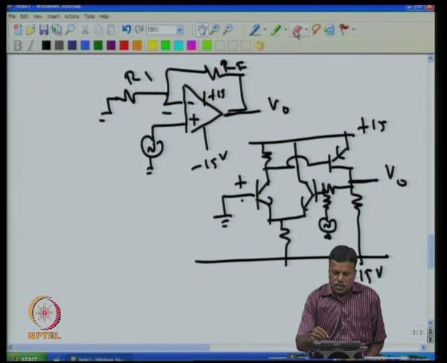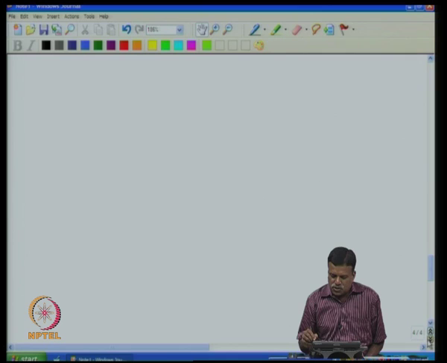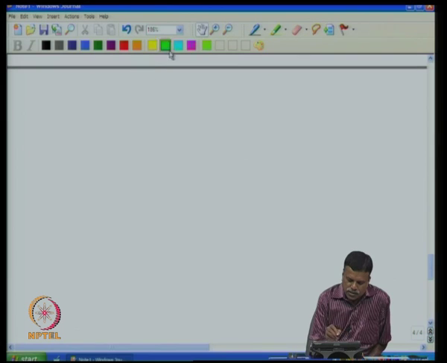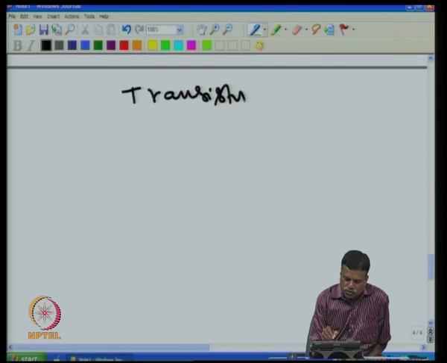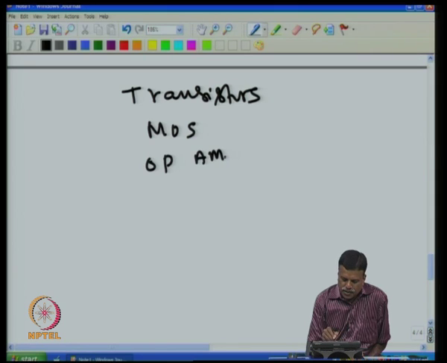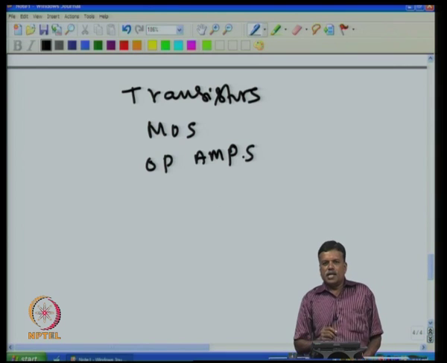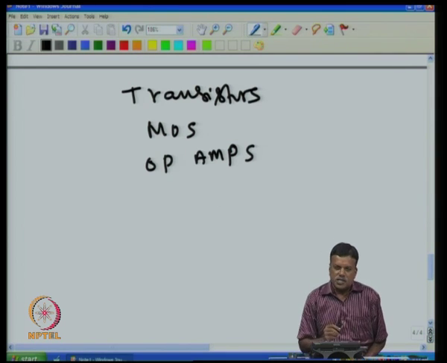If you look at today's actual use, if you look at electronic instruments, we see a lot of transistors actually. We also see some MOS transistors, and we also see op amps, operational amplifiers, and then various resistors, capacitors and so on.